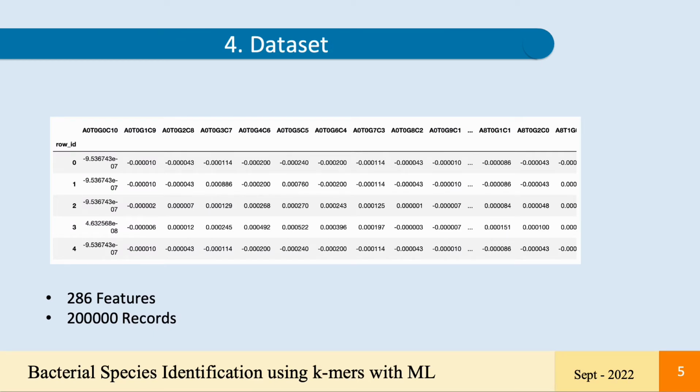This is the actual dataset that I have downloaded from the Kaggle website. It has 286 features and one target variable of categorical type, which represents 10 different species of bacteria. It has 200,000 records, and each feature represents a histogram, and each data point represents the relative frequency of the histogram. As I said in the last slide, it's a spectrum, therefore data point values are float.